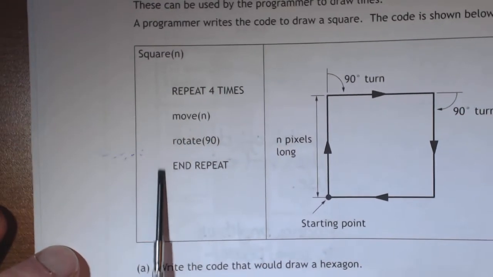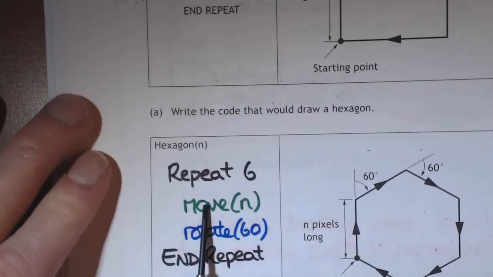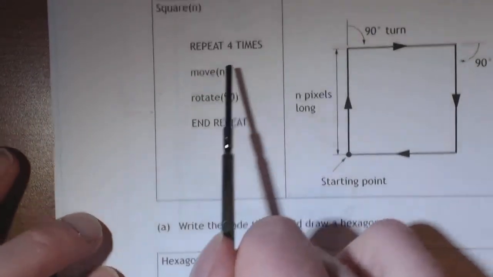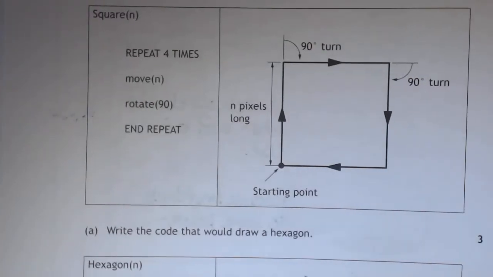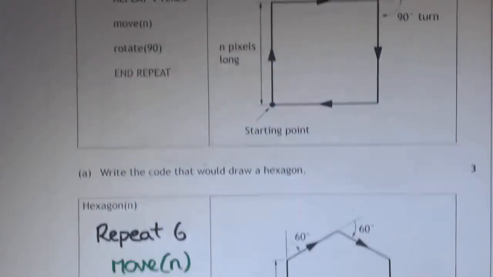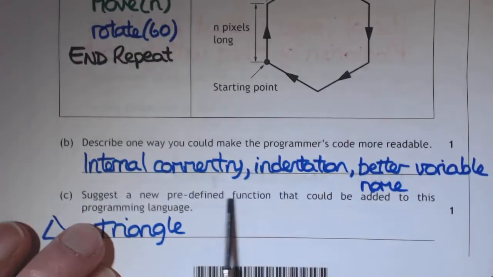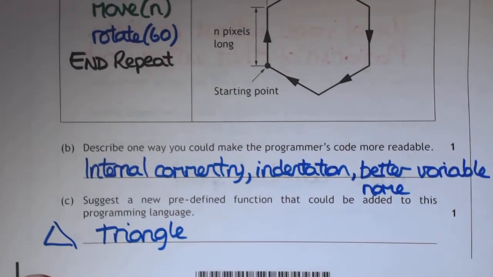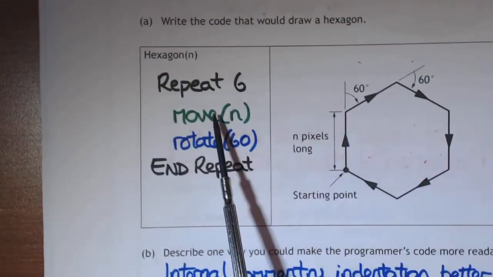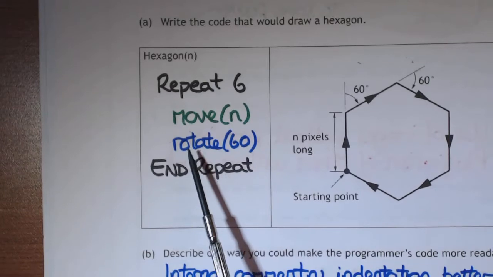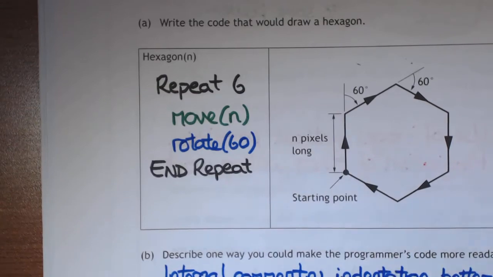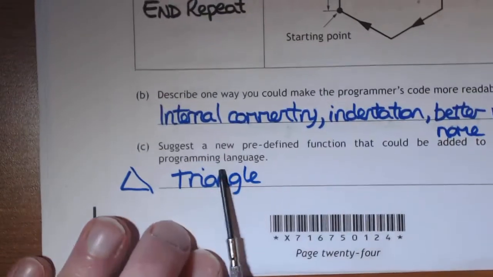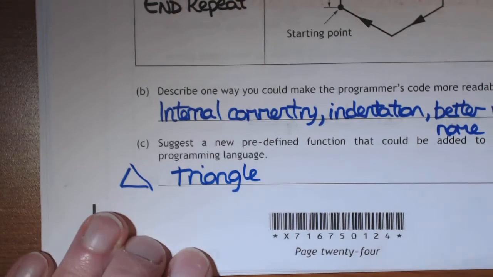That's why we've done this here. That's not indented, but this is indented, so it's a wee bit more readable. You can see where the loop is. So this is a fixed loop, right? Imagine square, hexagon. What other shapes do you have? Triangle, right? So this is where they're saying suggest another predefined function that could be added. So you could add instructions to create a triangle. You're not asked to write it down, but that would probably be repeat 3 times, move n, and rotate something like 60 degrees, or 120. You're just asked for another predefined function.